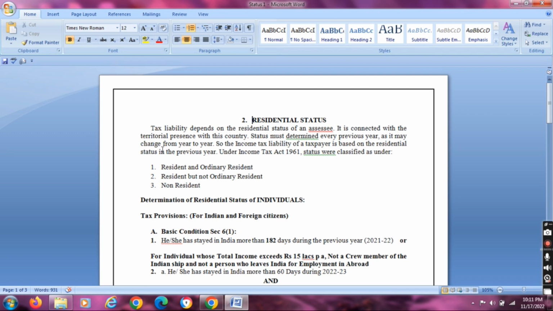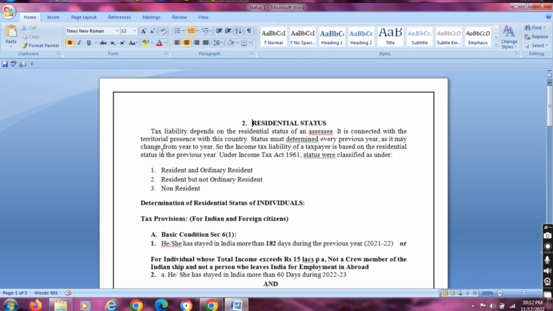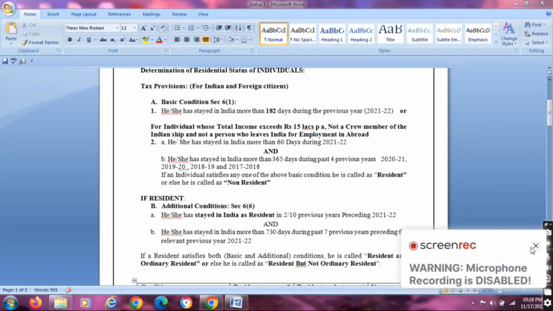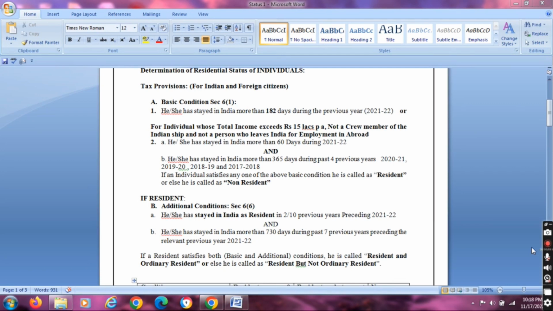What is the basic condition? Under section 6 subsection 1 of the IT Act 1961, he or she has stayed in India more than 182 days during the previous year, or, for an individual whose total income exceeds 15 lakhs per annum and who is not a crew member of an Indian ship and not a person who leaves India for employment abroad, these persons only can apply the second basic condition under section 6 subsection 1: he or she has stayed in India more than 60 days during the previous year.